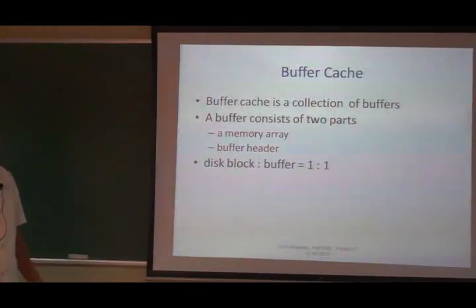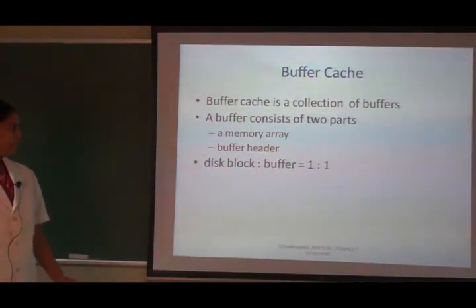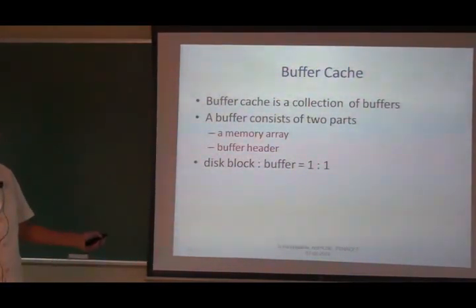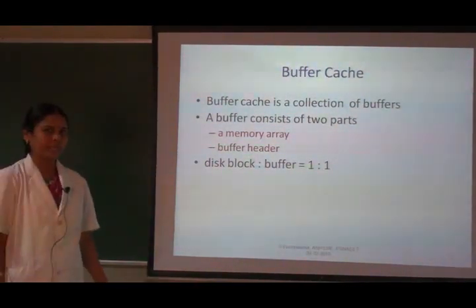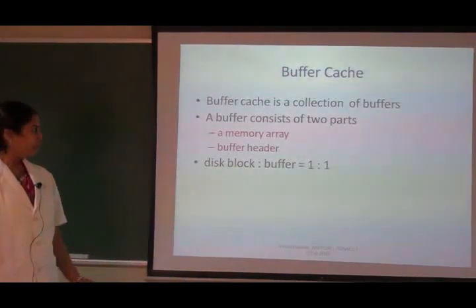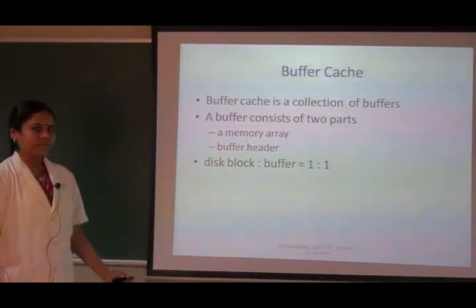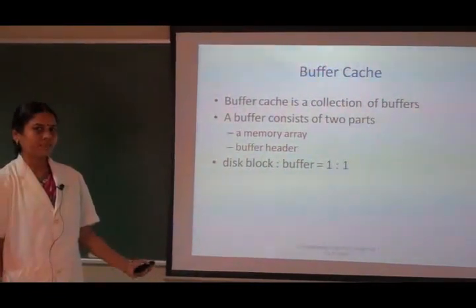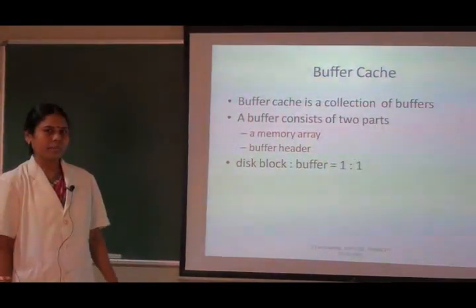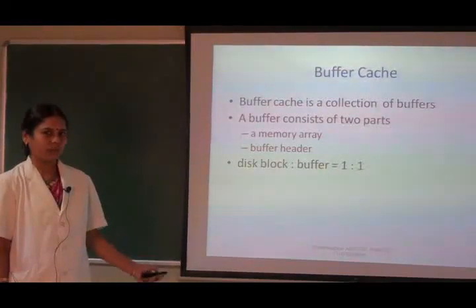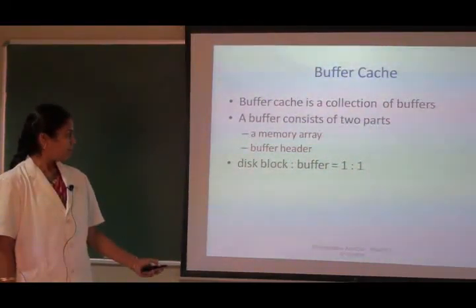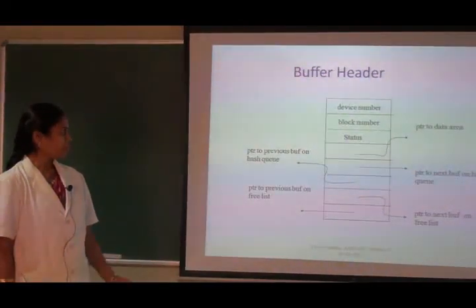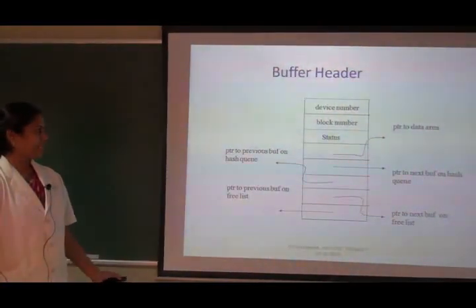Buffer cache is a collection of buffers. It contains two parts: the memory array and the buffer header. The memory array is related to the data area, and the buffer header has metadata about the content stored in the buffer. The size of the disk block is equal to the size of the buffer, so it is one to one. The buffer header contains the metadata.